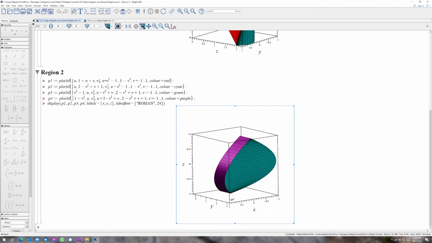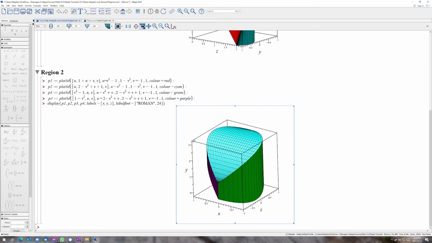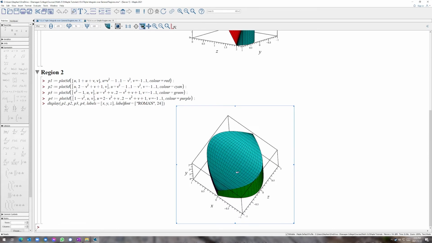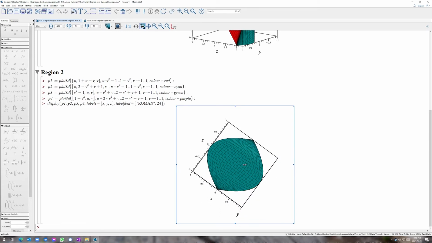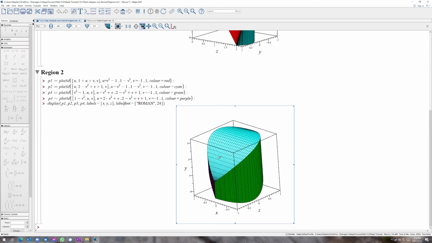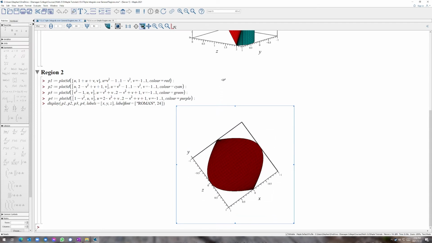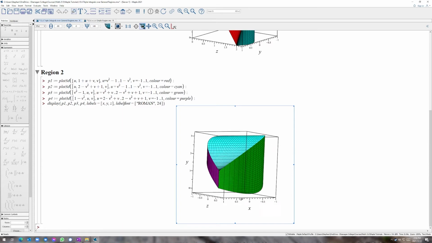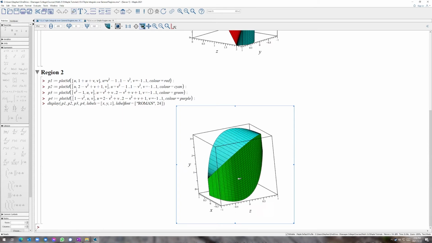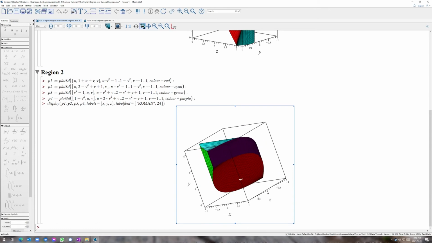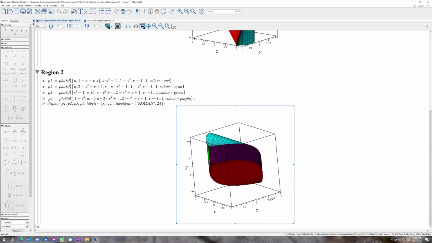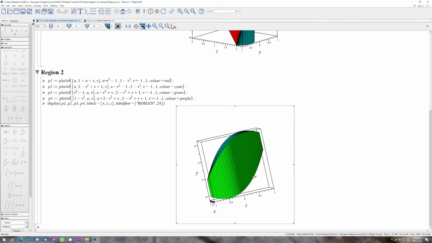Let's reorient this so that the y-axis is pointing straight up. Now, looking at this solid region from the highest value of y, we have one surface, which is the blue surface. Looking at this from the lowest value of y, again, we just have one surface, the red surface. So this region is y simple. If we rotate that around, we can see that the blue surface is always at the top and the red surface is always at the bottom.